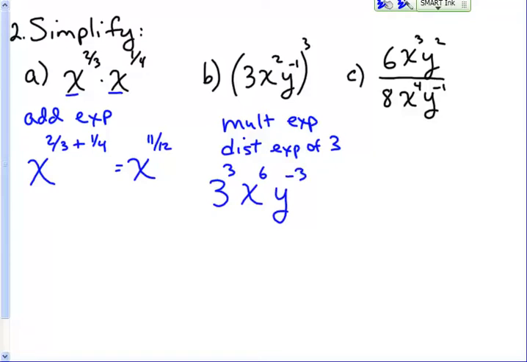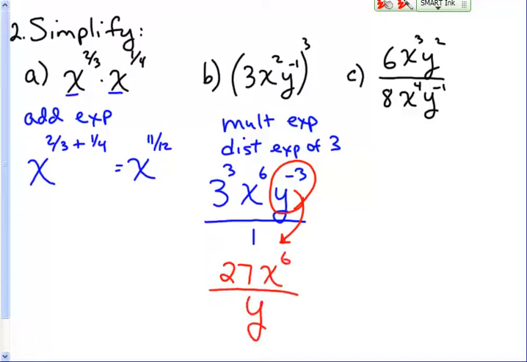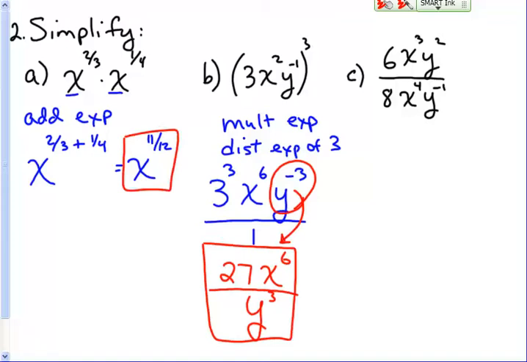If you have a negative exponent, we want to make it a fraction, so I'm going to put it over 1. And the item with the negative exponent must be moved to the other side of the fraction, and we change the sign. I'm also going to simplify 3 cubed. 3 cubed is 27, x to the 6th, and now the y is on the bottom, and I change the sign of its exponent. It's now y cubed. So again, that's our answer for the second one. This was our answer for the first.